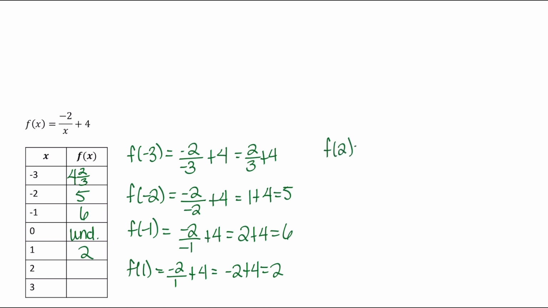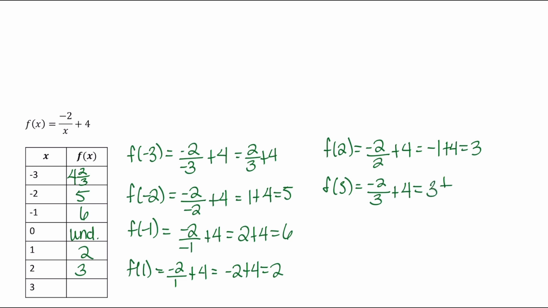I have f of 2, which is -2 over 2 plus 4. So that's -1 plus 4, which is 3. And then I have f of 3, which is -2 over 3 plus 4. So if I do 4 plus negative 2 over 3, that gives me 3 and 1/3.